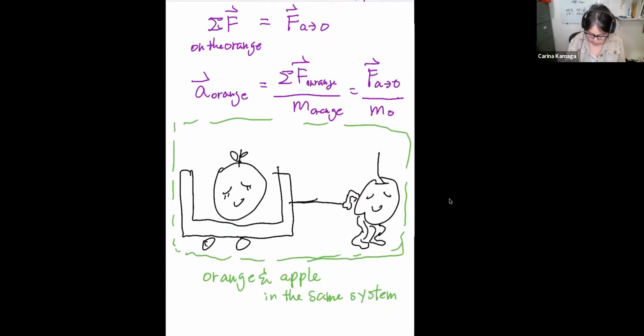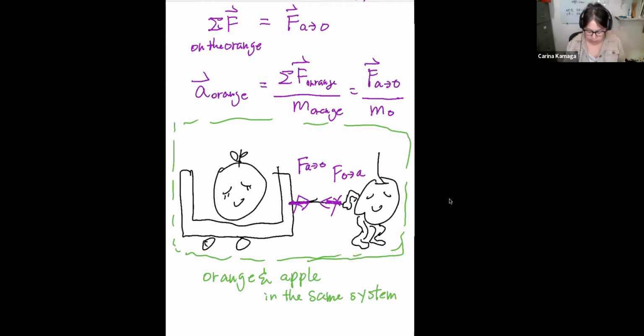Then it's true. We have the force from the apple onto the orange, and then force from the orange to the apple. And this is equal in opposite direction. And now these two forces are a pair, and they're inside the same system, so they cancel out. Well, but we know that orange is moving, apple is moving. How can an orange move?